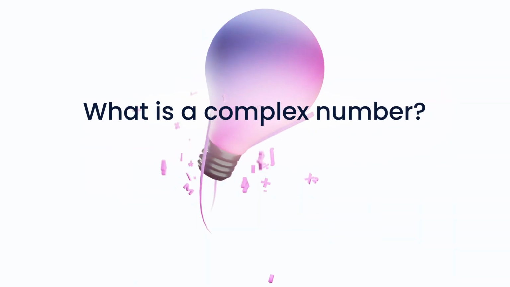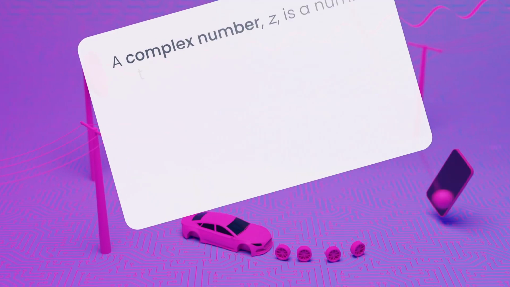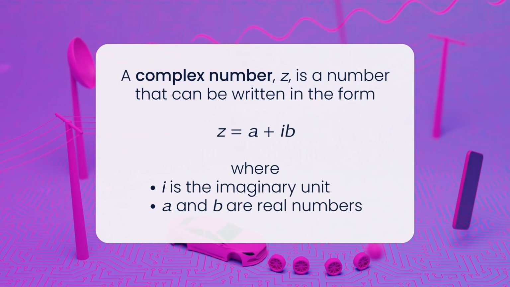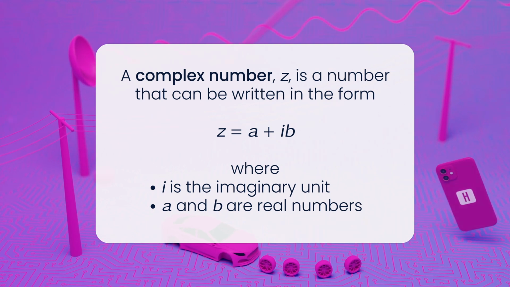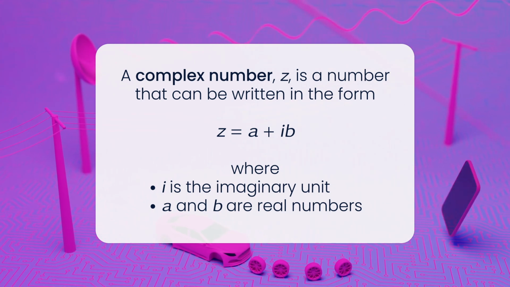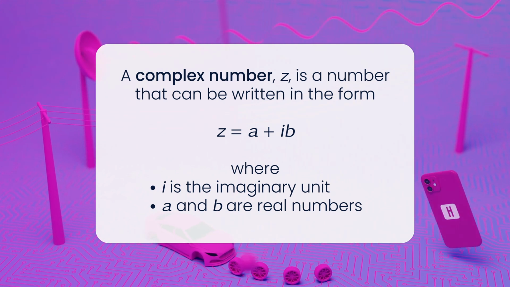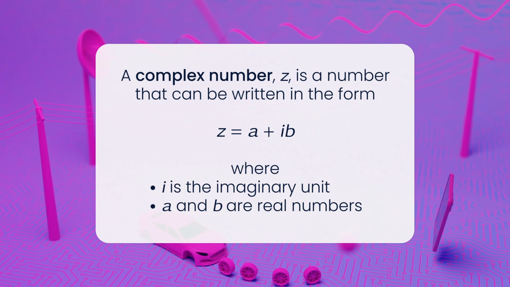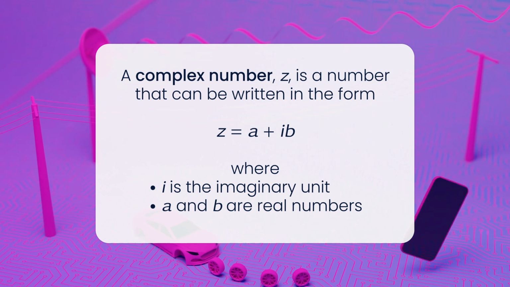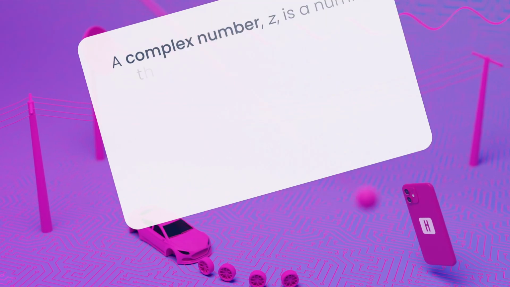What is a complex number? A complex number, z, is a number that can be written in the form z equals a plus i times b, where i is the imaginary unit and a and b are real numbers. Let's try to illustrate how all of these types of numbers are related.